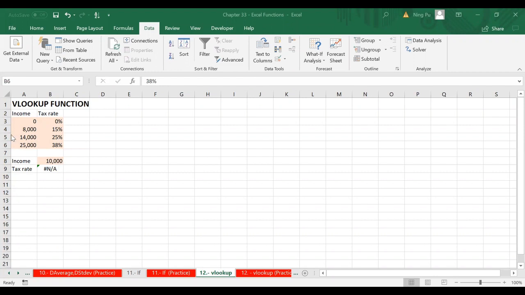In this case, we want to look up what is the matching income tax rate for $10,000 in income. So based on this hypothetical income tax table here, the first column is different levels of income sorted in ascending order. The second column is tax rate.